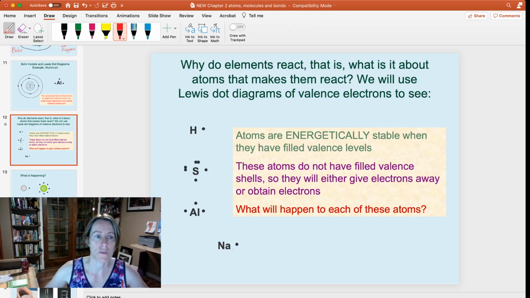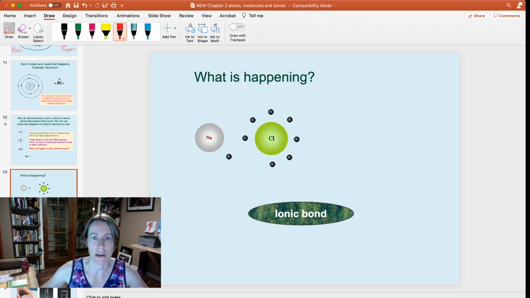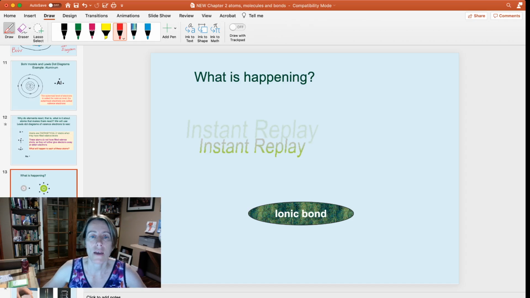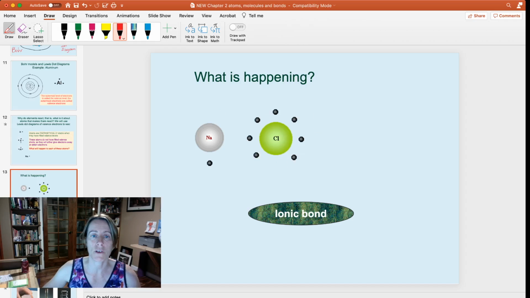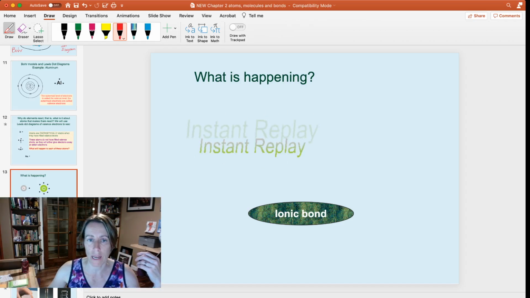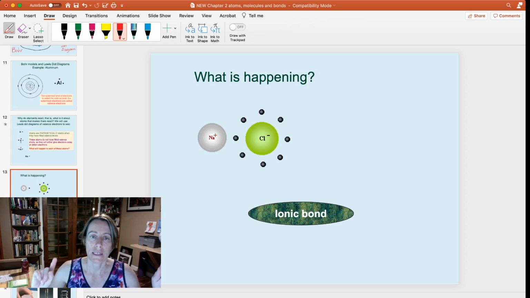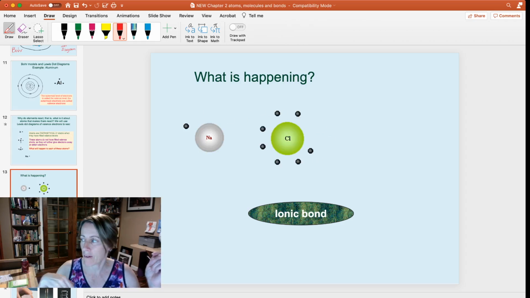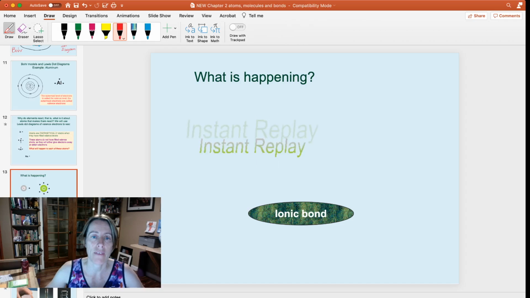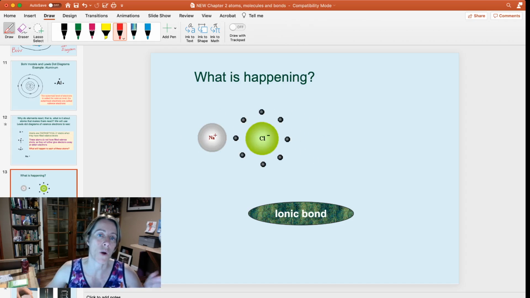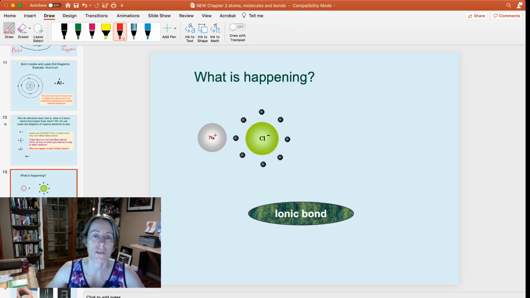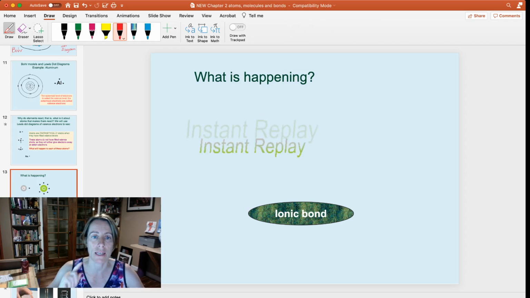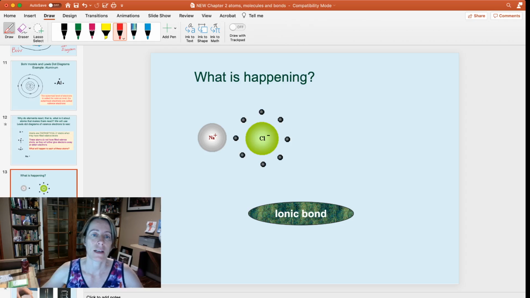All right, so let's move on to this next slide here and watch what's going on here. So here we start off with 2 atoms, an atom of sodium on the left and an atom of chlorine on the right. And the little dark gray things that are flying around the outside, those are the valence electrons. Sodium's got 1, chlorine's got 7. So when they get close to each other, these 2 atoms, we can see something happens right there. Let's watch it again. Something happens there. All right.